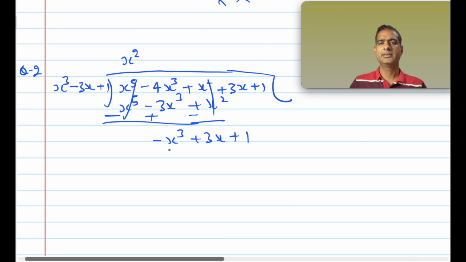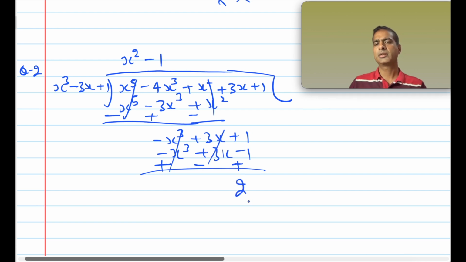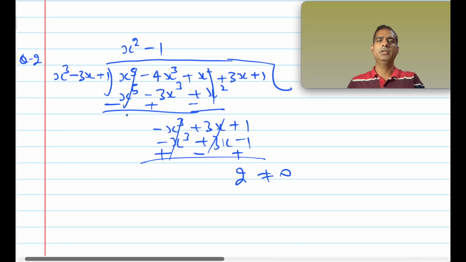And I can see here it is minus x cube and x cube in the divisor. So I need to multiply by negative 1. So it will be negative x cube. And negative into negative is positive 3x minus 1. So this will be positive, this will be negative, this will be positive. So this will cancel out, this will cancel out, and 1 plus 1 is 2. So in this case, the remainder is not equal to 0. So we can say that the divisor is not a factor of the dividend.